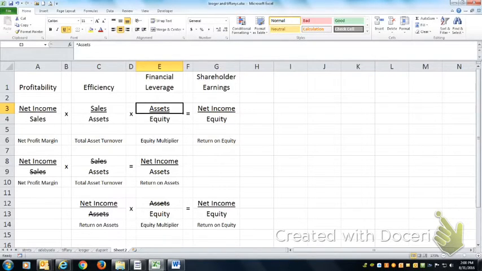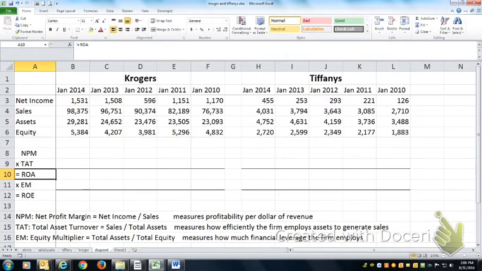Now, if a firm had no debt, the assets per dollar of equity would be 1. It'd be assets equal to $0 of debt plus $1 of equity. Then you'd have an equity multiplier of 1. But most firms have some level of liabilities. The larger the financial leverage, the riskier the firm, but that's not necessarily a bad thing. All right, so let's look at the Dupont analysis here for Kroger and Tiffany.